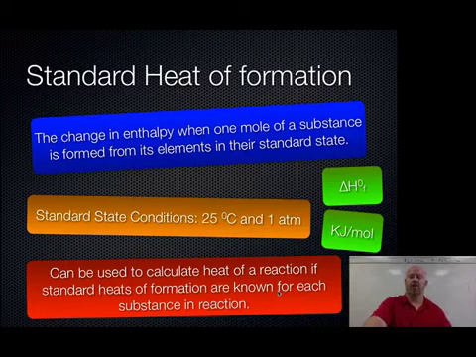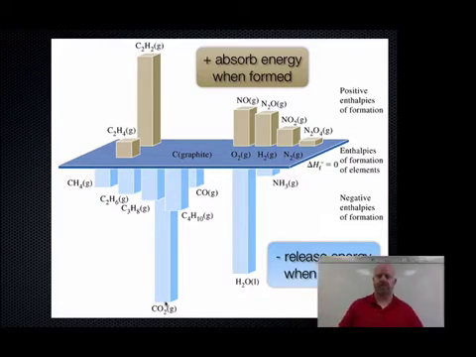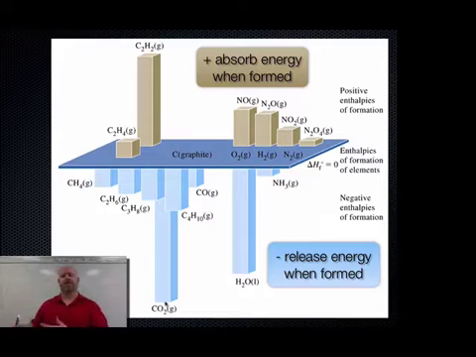Once we know these independent numbers for every element, we can use them to calculate the entire heat of a reaction from every substance within it. So what we want to do is talk about one of these numbers being positive, one being negative, and what that means to us. If you take a look at this graphic, we have a plane here. The plane represents 0, the heat of formation being 0. Your elements and your diatomics are going to sit on the plane.